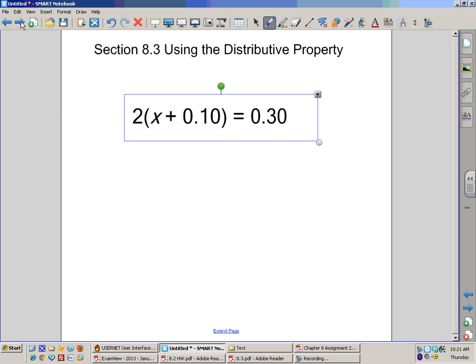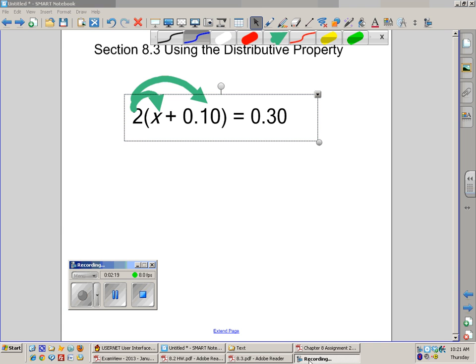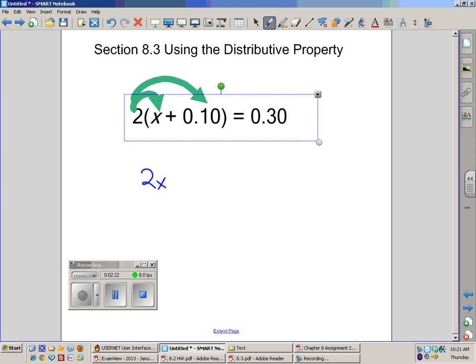Another example, this time we'd have a decimal. And in this case, same idea, 2 by x, and then 2 by decimal 10. Think of that as 10 cents if you like. So 2 by x would give us 2x. 2 by decimal 10 would give us decimal 20, and we have decimal 30 there.